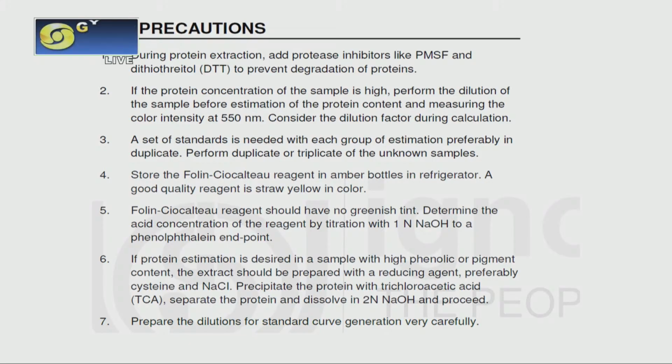If protein estimation is desired in a sample with high phenolic or pigment content, the extract should be prepared with a reducing agent like cysteine or NaCl. And all the standard curves should be prepared with utmost care, because if there is a problem with the standard curve generation, then there may be an error in the estimation of the protein in your sample. So you should be careful. So that is all about the quantitative estimation of protein, that is through the Lowry method.